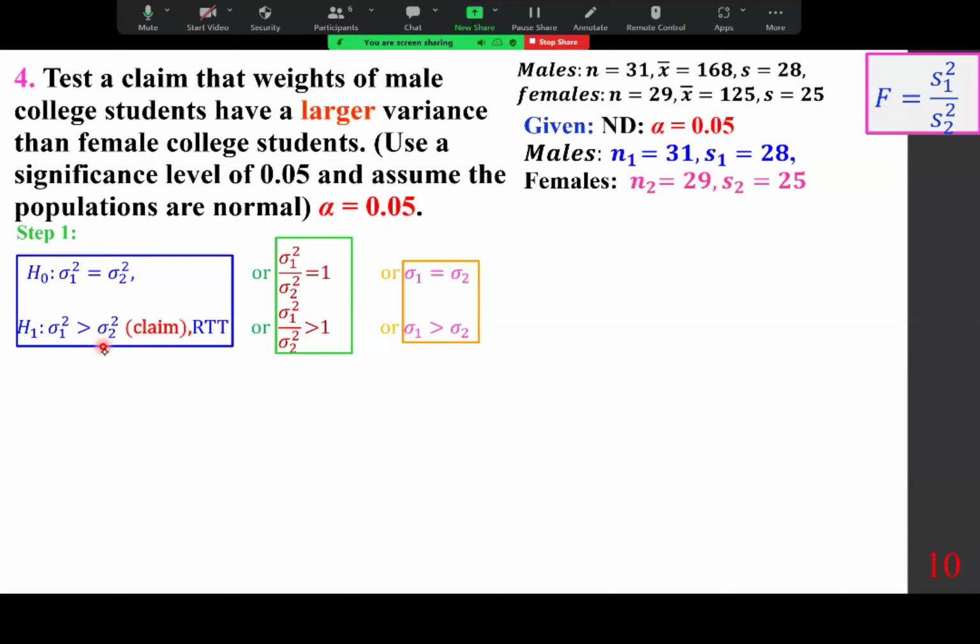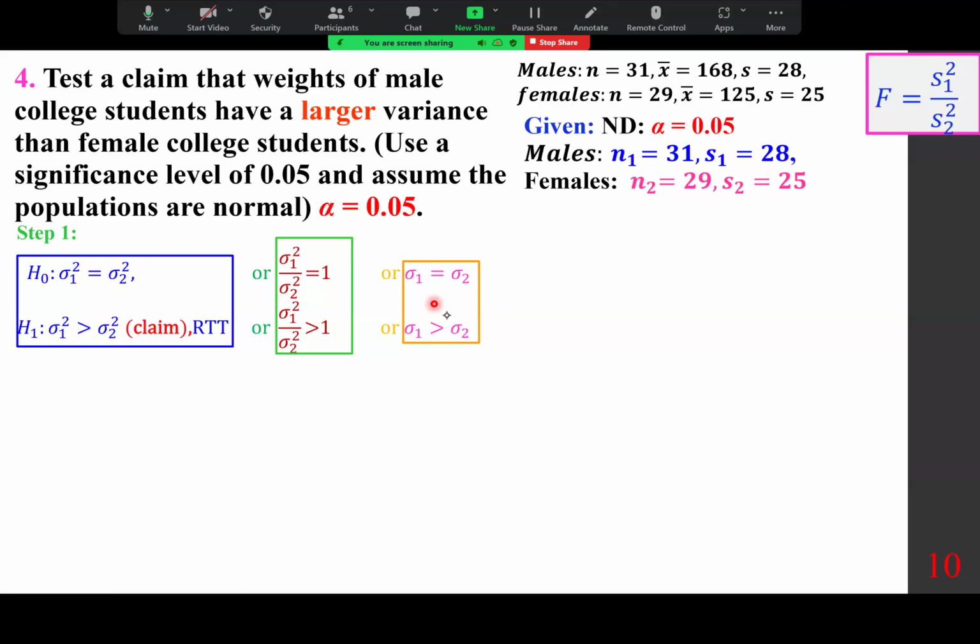The second method, so either this one or these two, you can say sigma 1 squared over sigma 2 squared is 1, and sigma 1 squared over sigma 2 squared is larger than 1. This is the second method. Or you can choose sigma 1 equals sigma 2, and sigma 1 is larger than sigma 2. Please don't mix them up. One, 2, or 3, one of these 3. Which one do you use? The one that they want you to use. But they all mean the same thing.